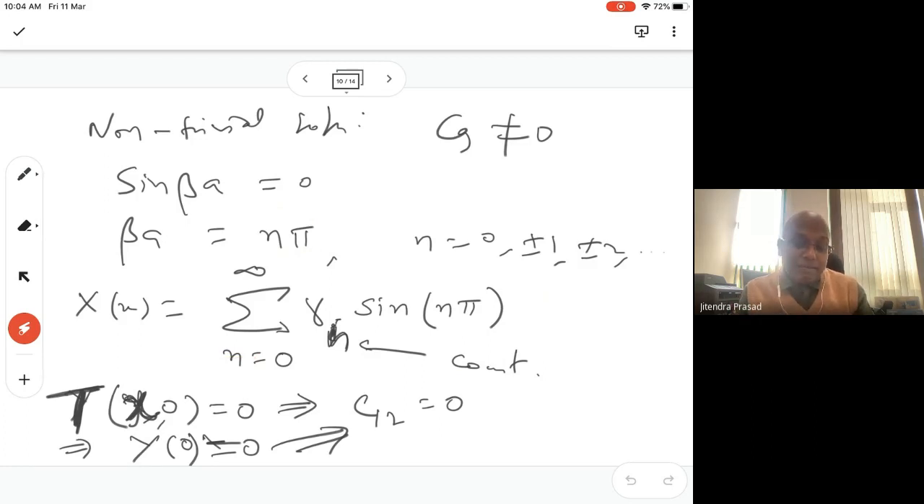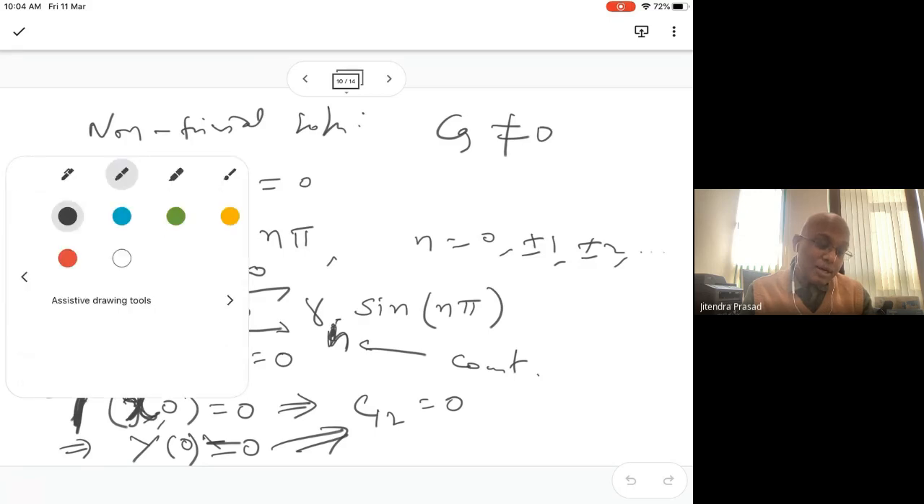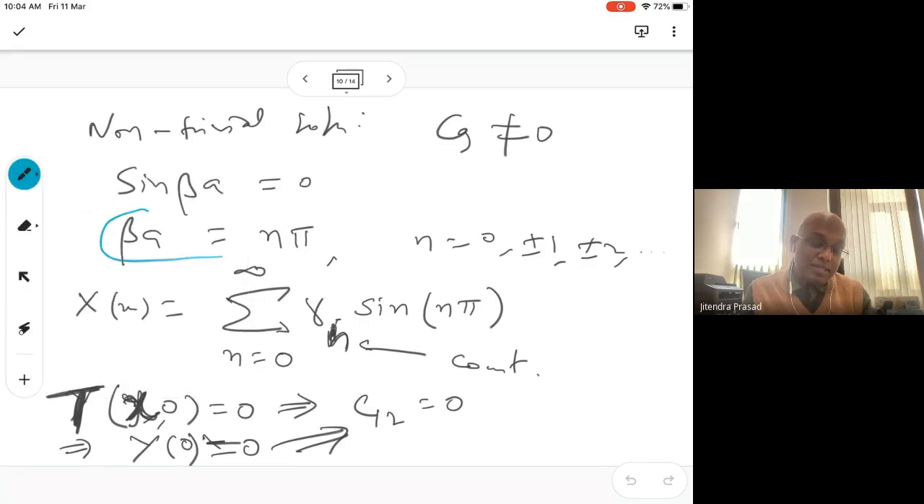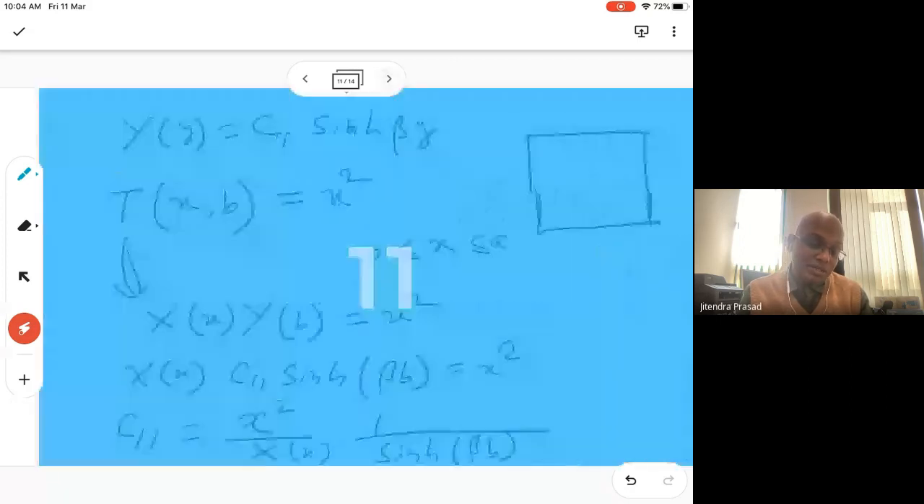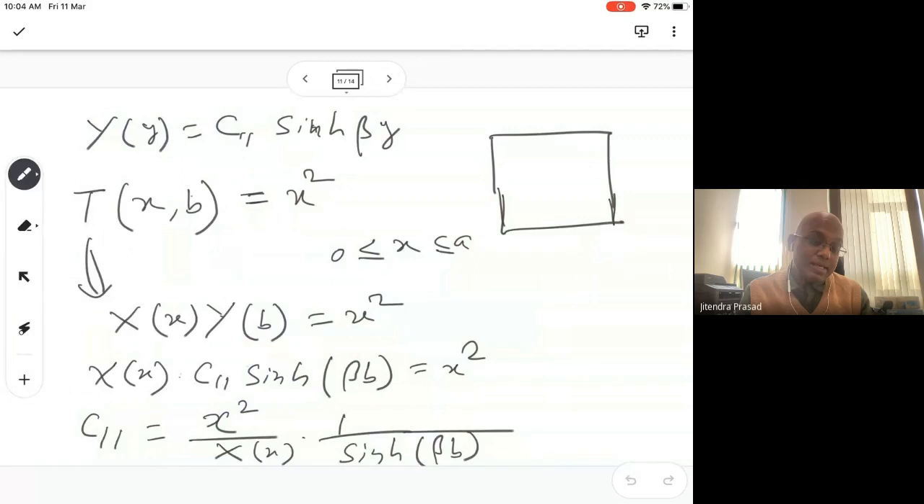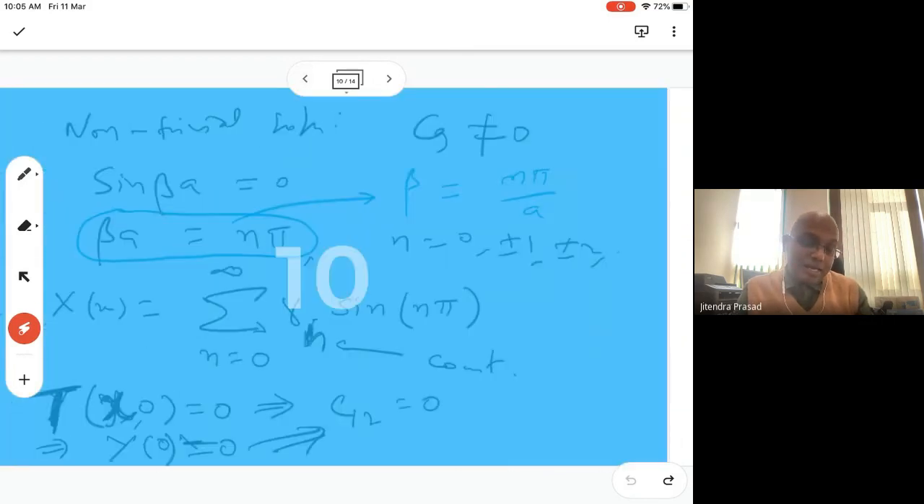However, remember that this value, whatever we get from here, applies to the other equation as well, because we get the beta value from here. So we have to write beta equal to n pi over a, where n is given like this. The same beta we have to use in the second equation, which is here.